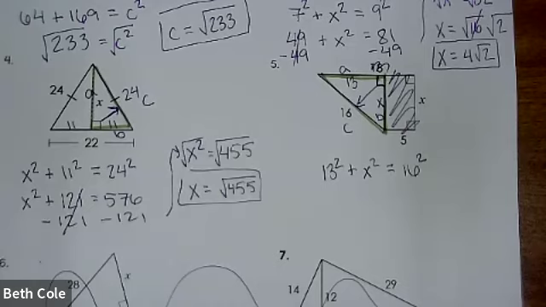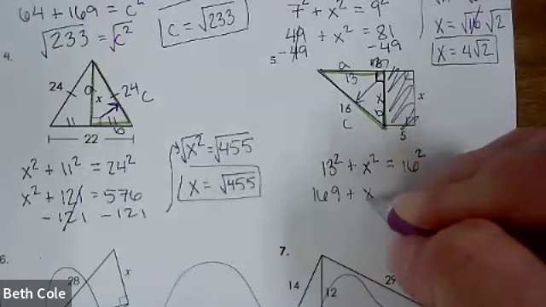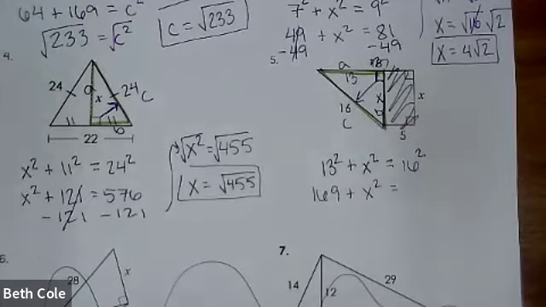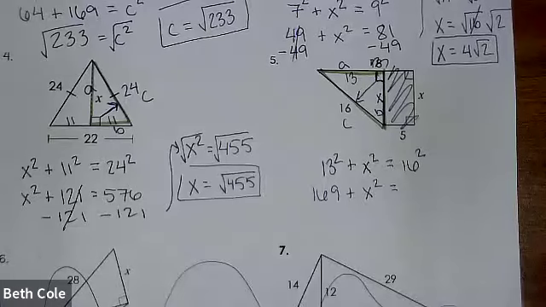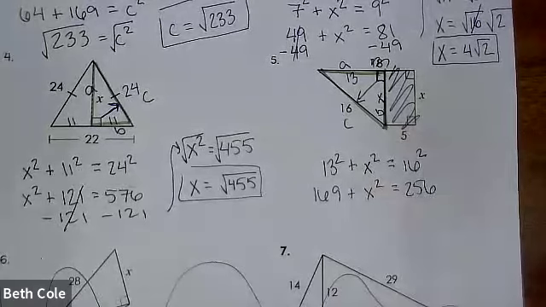13 squared, I think that's 169. We did that one earlier. Yeah, 13 squared is 169. I do not know 16 squared. I'm going to type that in. I should probably memorize a whole bunch more of these. 16 squared is 256. We got 2 more steps.